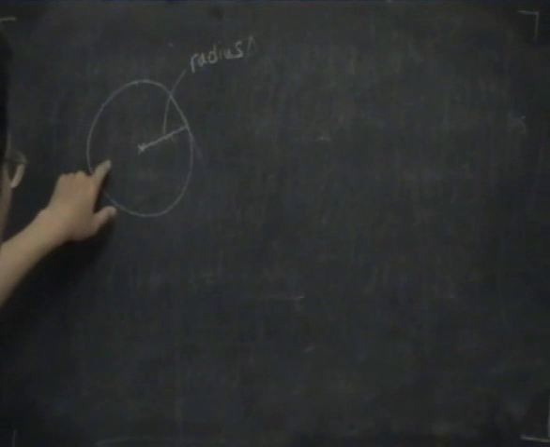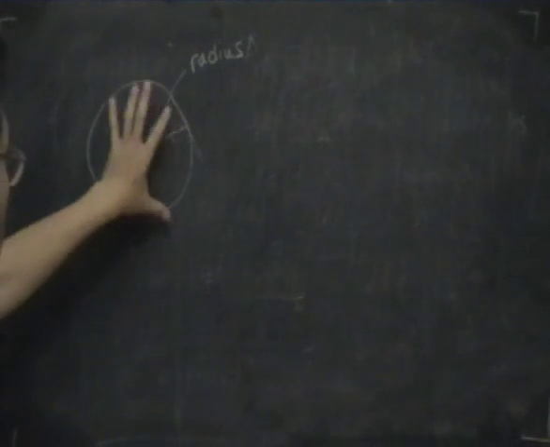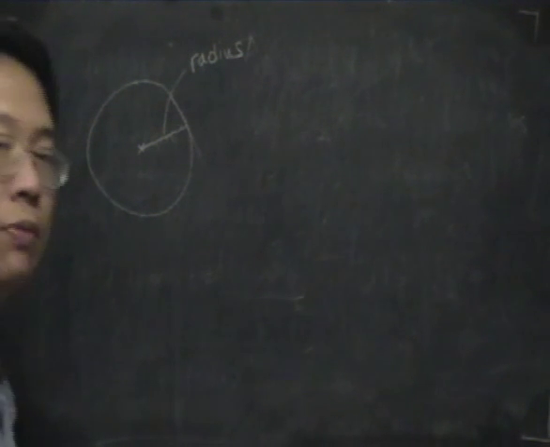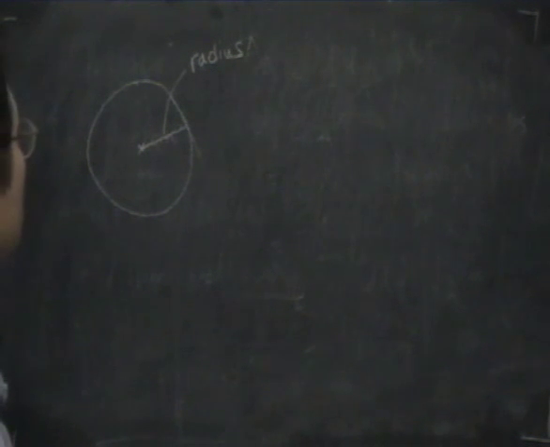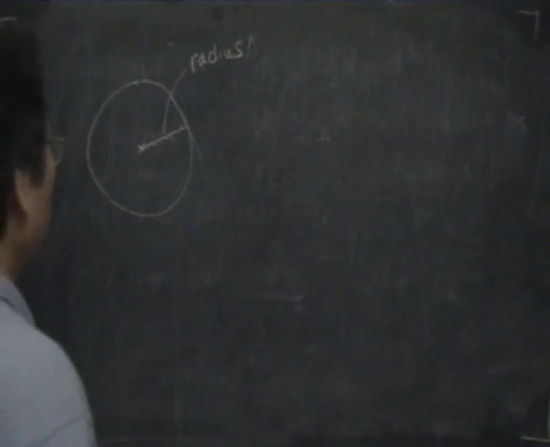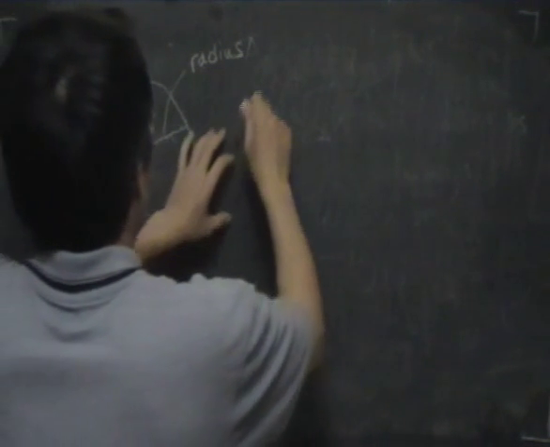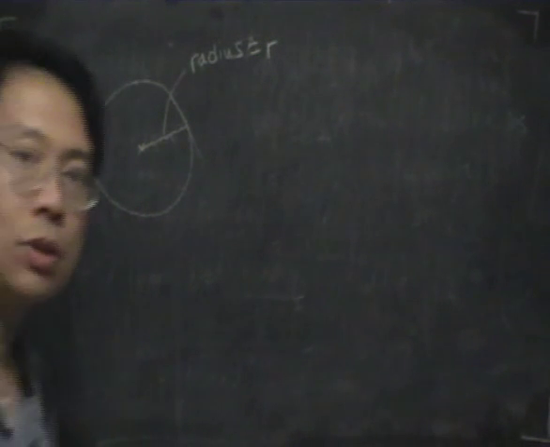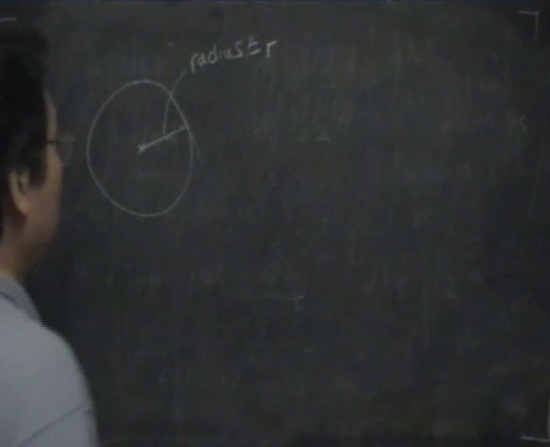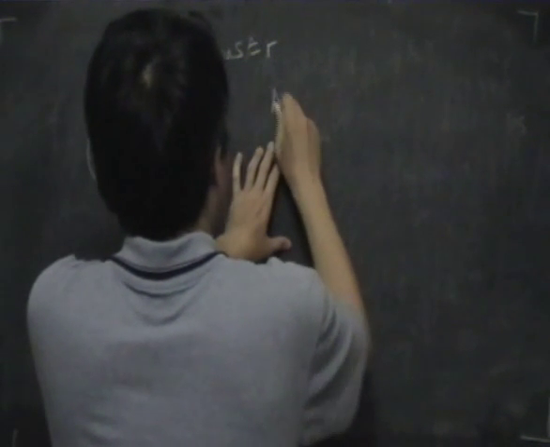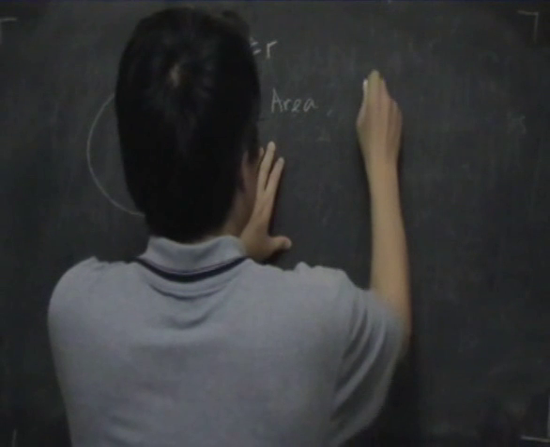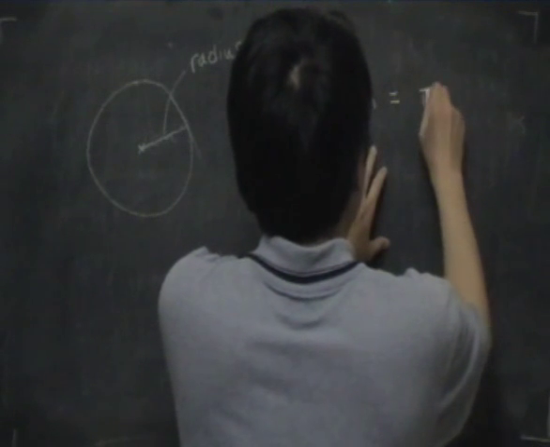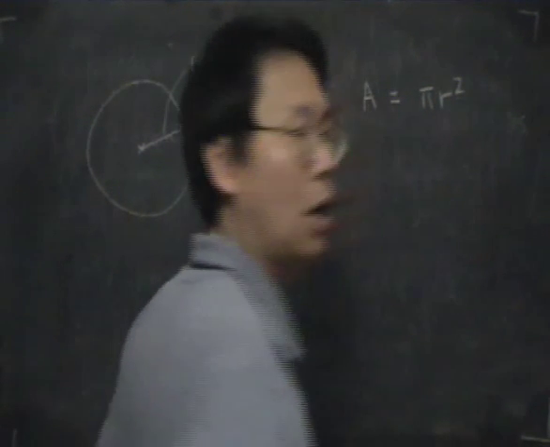And we have the area inside. So how do we find the area? Now the formula for this, let me start with calling the radius r. So there is a formula for this. The formula for the area, let me call the area A, is equal to pi r squared.